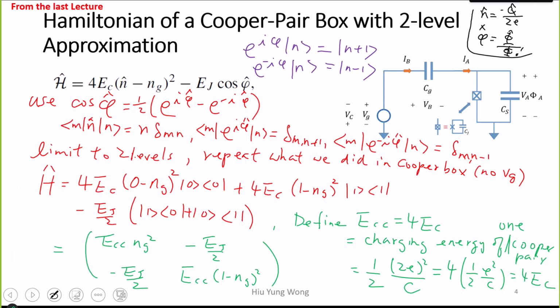Huh? Say again, someone say it. 0. How about the second column? 1. But what is 0 here? Of course, we can say it's the ground state, second column is the excited state. But what is the physical meaning here?